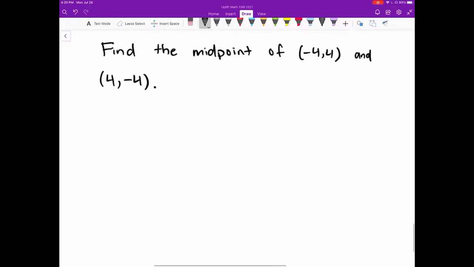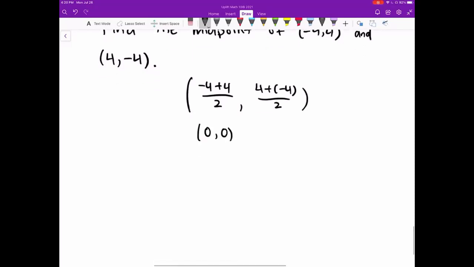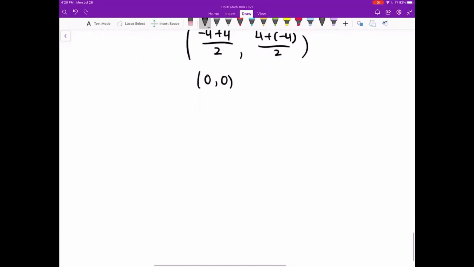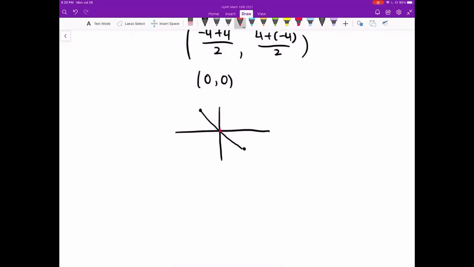Okay. 0, 0. Yeah. Good job. And the reason that the midpoint is 0, 0 is because it's symmetrical around the origin. So when we draw this out, we see that one point is here and one point is here. So they're symmetrical about the origin. That's why the midpoint is 0, 0.